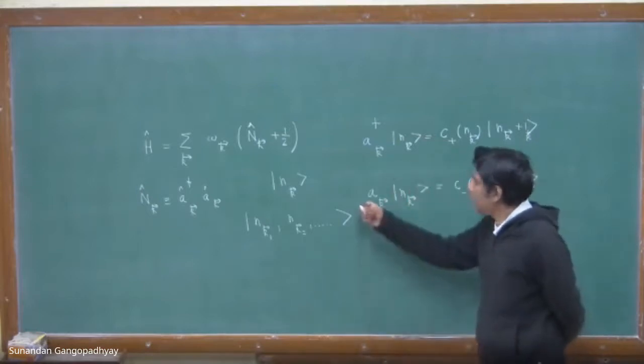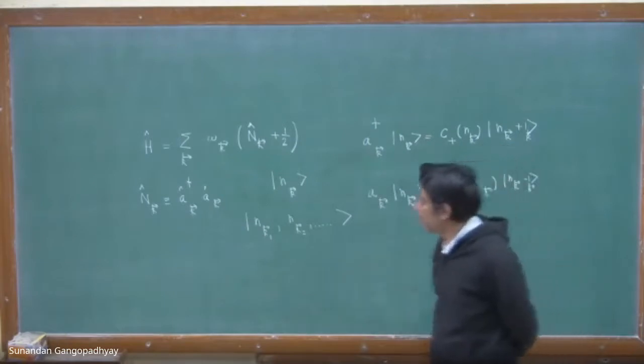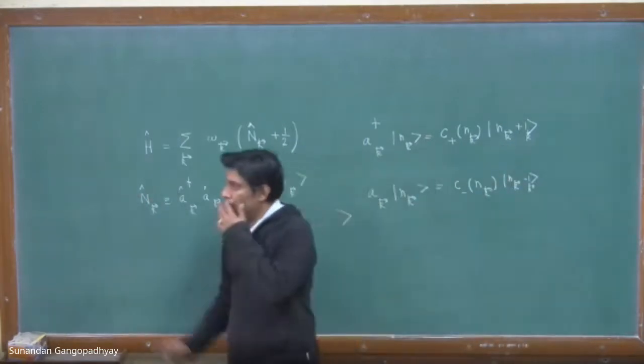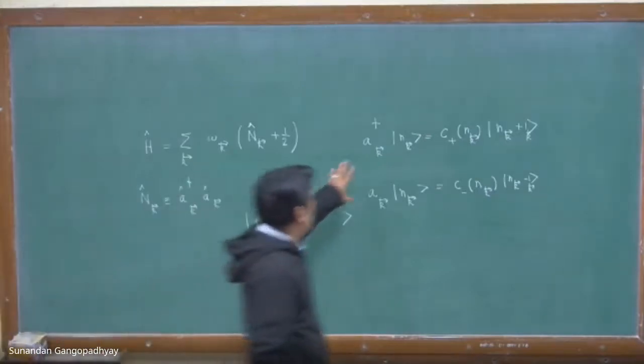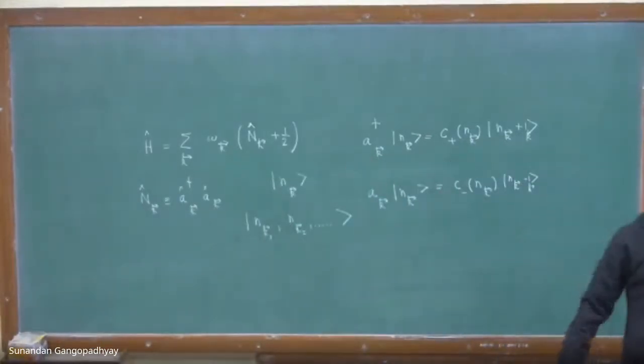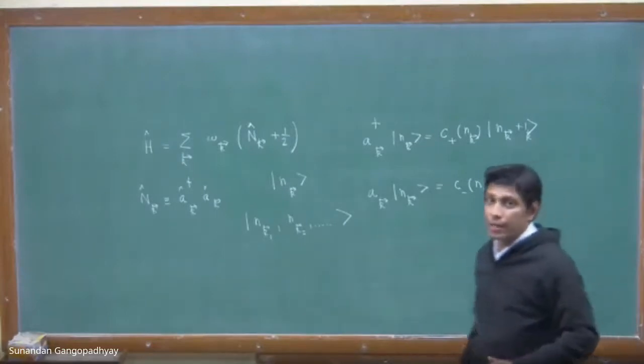So this is the annihilation operator and this is the creation operator, and therefore a dagger a, as we know, basically gives the number operator. So we now have the interpretations for a and a dagger as the annihilation and creation operators for particles.